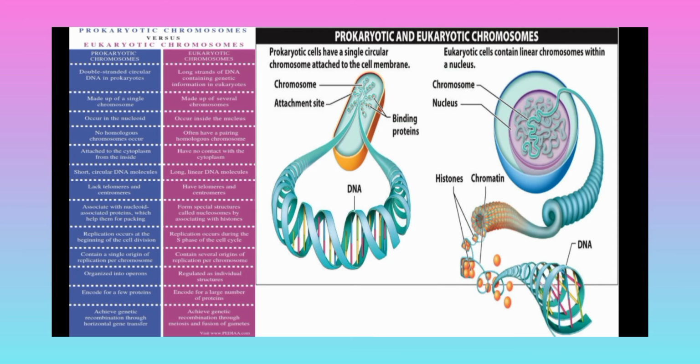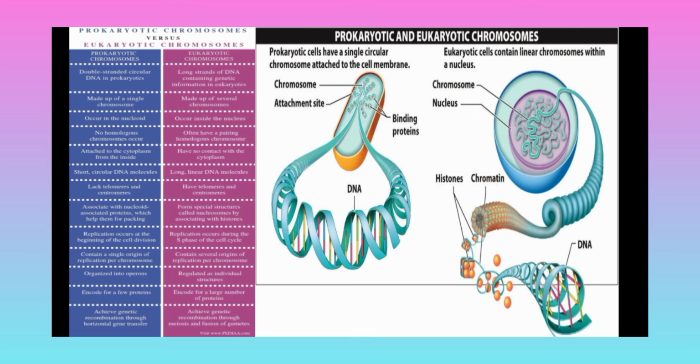Now coming to prokaryotic and eukaryotic chromosomes, as I have said, these are the differences. There will be double stranded DNA in prokaryotes, whereas long stranded DNA in eukaryotes. A single chromosome means prokaryotes, several chromosomes means eukaryotes. There will be no homologous chromosomes in prokaryotes, whereas in eukaryotes there is pairing of homologous chromosomes. Prokaryotes will not have telomeres or centromeres, whereas eukaryotic chromosomes have telomeres and centromeres.